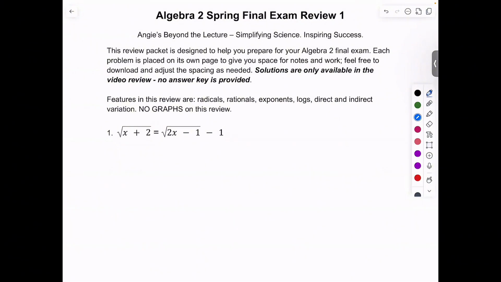Meaning, if I look at the radical on the left, it's pretty simple. It's x plus 2. Though on the right-hand side, I have a coefficient in front of that x. I have a 2x minus 1. It's a little more complex, and I get a little wary there. I'm going to go ahead and add 1 to both sides, and then square both sides from there.